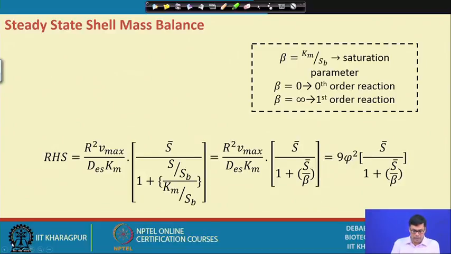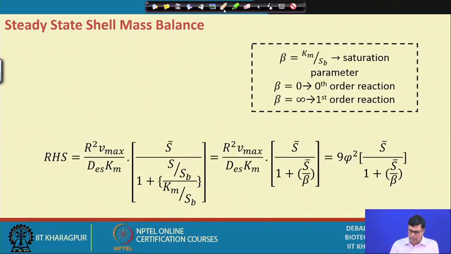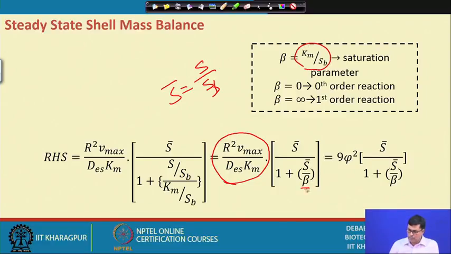Then the right hand side again we can write in this form, and what is this form? This is constant, what we have written before. Now this is equal to S bar, S by SB. I told you S bar equal to what? S by SB, am I right? And beta equal to what? Km by SB. So we can write in this form, and finally we come across this equation, phi square, the S bar by this.